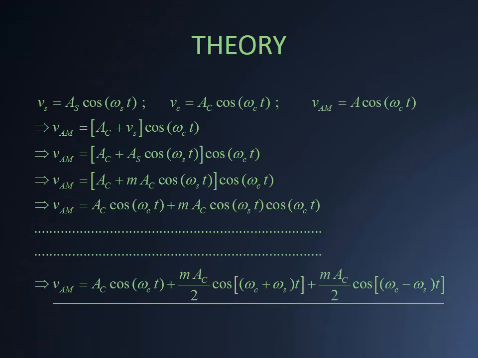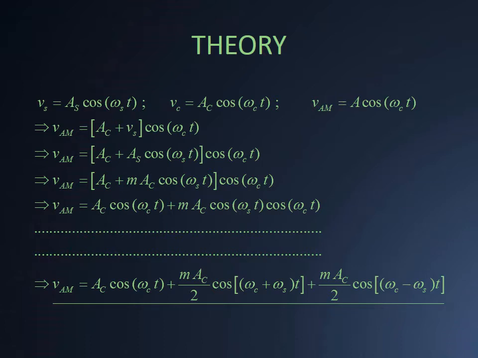Now let us come to the mathematical part about amplitude modulated waves. We can express signal by an equation Vs = As cos ωs t, where Vs represents instantaneous signal voltage, As represents amplitude of signal, ωs represents angular frequency of signal. Similarly, we can express carrier wave and amplitude modulated wave in similar mathematical equations.